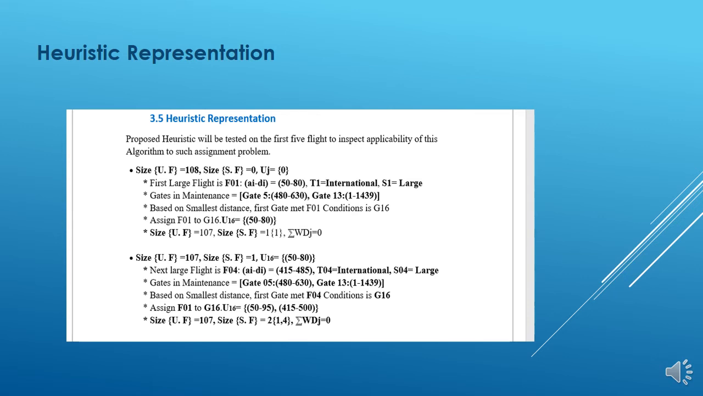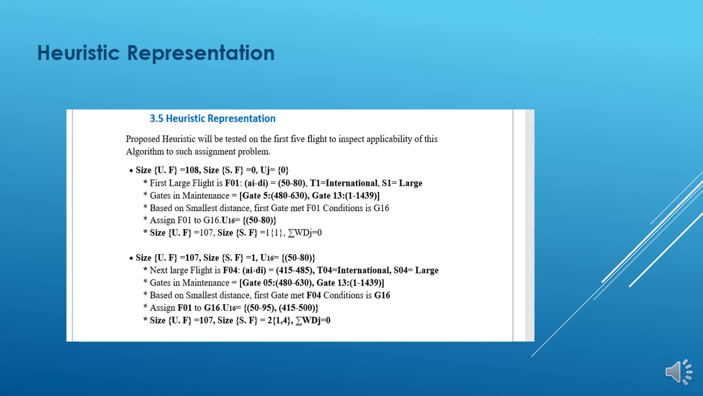We record its arrival and departure time, which means the occupation window or the duration of the occupation, and its type, international. Its size is large. So gate and maintenance, we mentioned the gate and maintenance. What are the gate and maintenance? To check whether this maintenance time is overlapping with the first flight we choose. So based on smallest distance, we check the first gate that will meet flight 1's condition, which is gate 16. So we'll assign flight 1 to gate 16, and we'll update our size of sets.